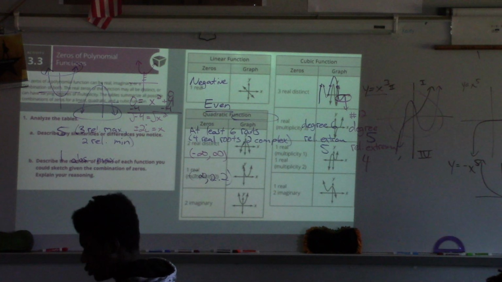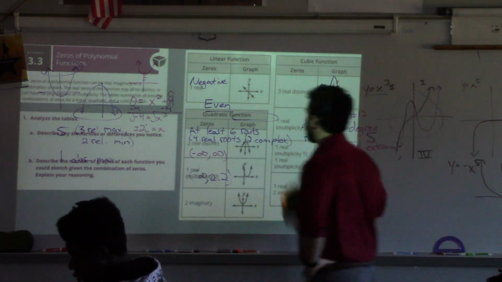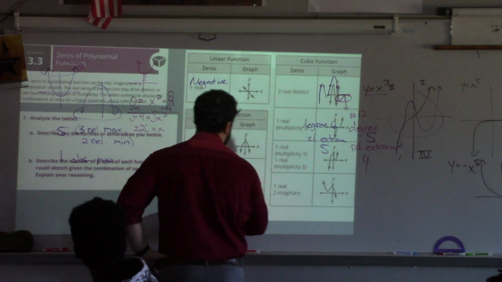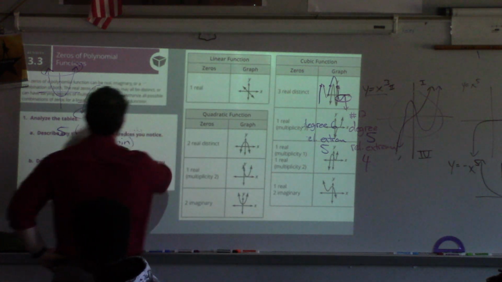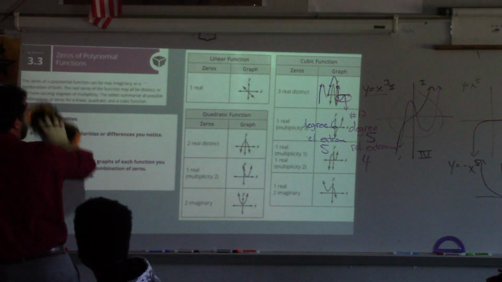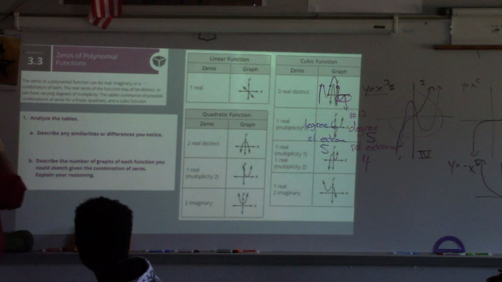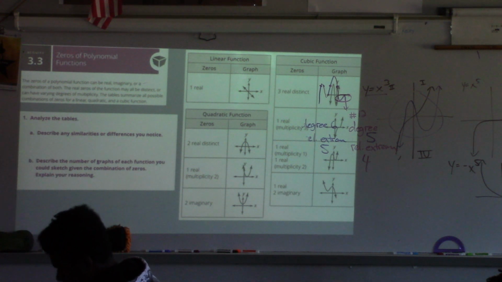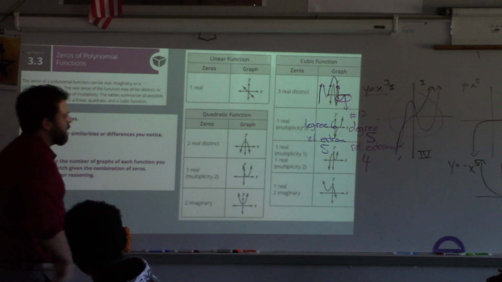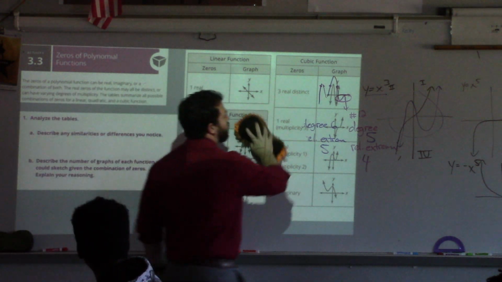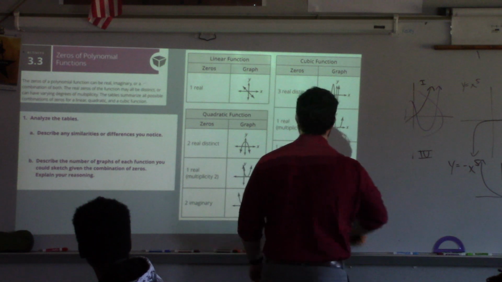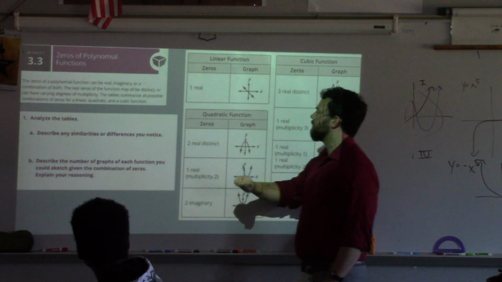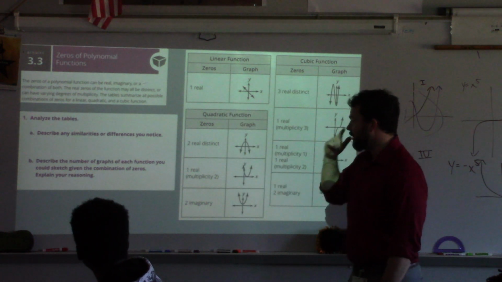So this is going to help us understand the relationship between zeros and extrema a little bit better, and the degree. Notice it's trying to analyze the tables, describe any similarities or differences you notice. I want you to notice here in the linear and in the quadratic, when it's talking about the zeros, it says that there's one real zero. And here there's two real distinct zeros.